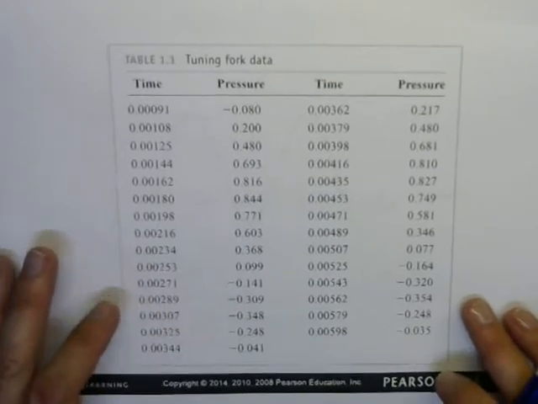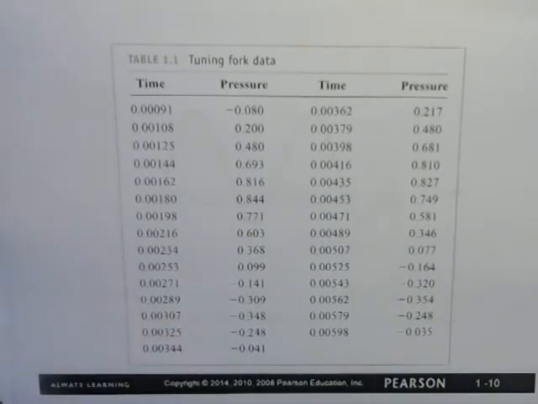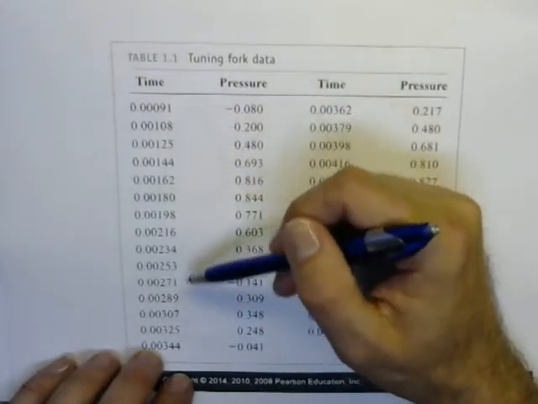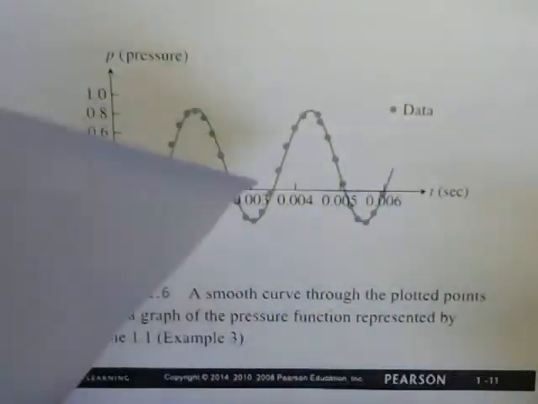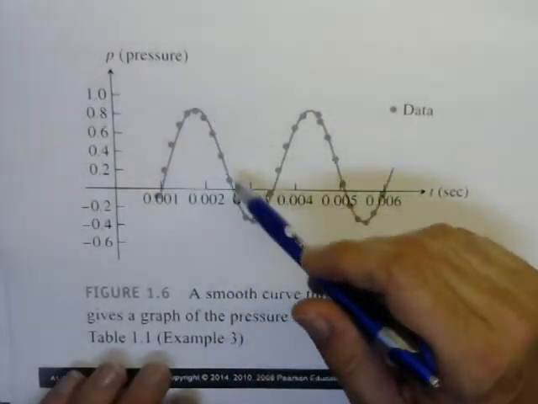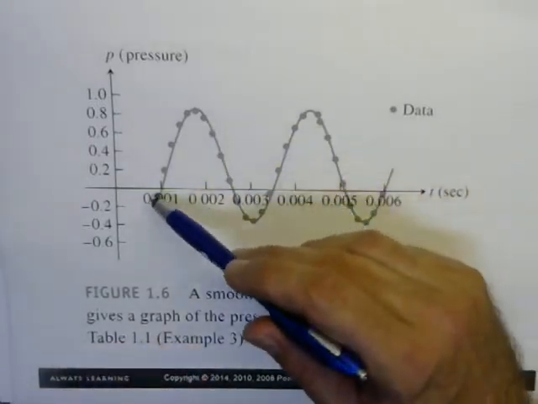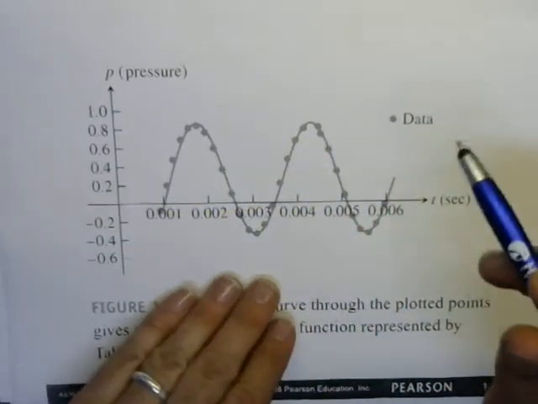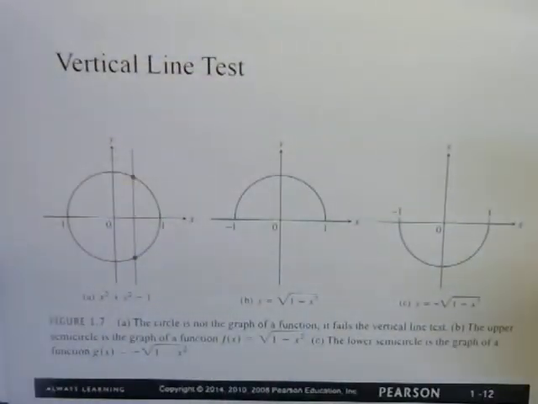As a more applied example, let's look at some data from a tuning fork. So maybe this is the time, and this is the pressure exerted by the tuning fork on the air. If you were to plot that, you would get sort of a parabolic, or a trigonometric curve there. So that would be another example of a function.